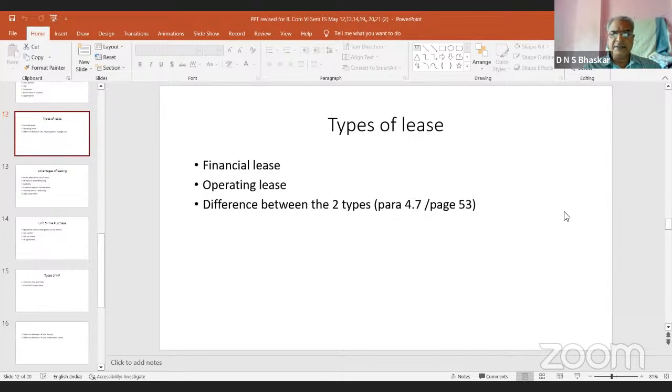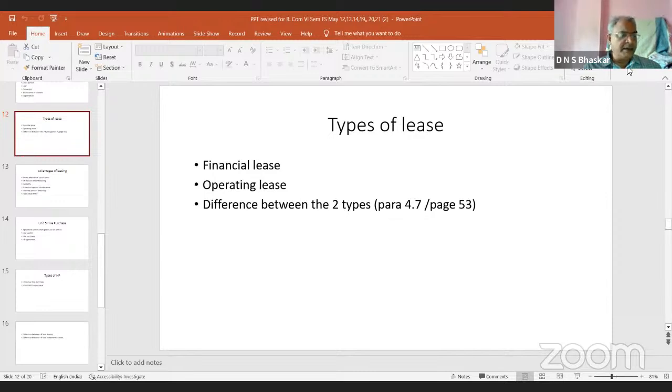In a sale and lease back, a particular asset is taken, we buy the asset for the purpose of giving it on lease. And the second one is leverage lease. In the case of leverage lease, the lessor will take funds from another person, and on the basis of that, they will provide the machine or equipment. In this case, 80% of the funds will be taken. These are the important aspects.